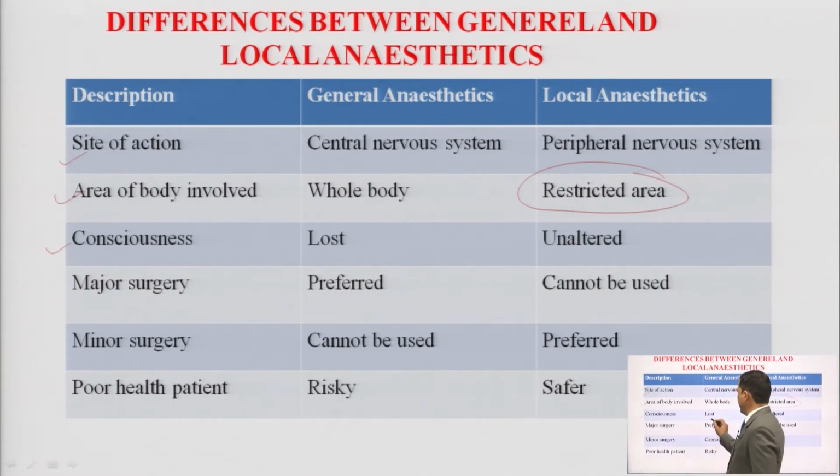Here, what is the effect on consciousness by the general and local anesthetics? General anesthetics act on the central nervous system and cause loss of consciousness, whereas with local anesthetics there is no loss of consciousness. The patient remains conscious. In minor surgery we cannot use the general anesthetic, and we prefer only the local anesthetics.